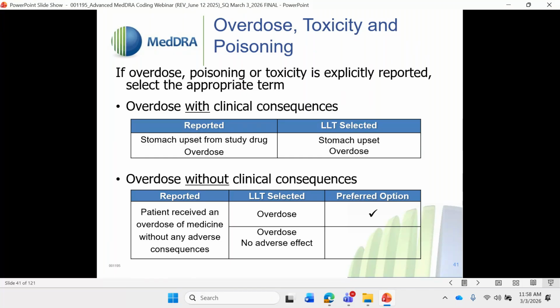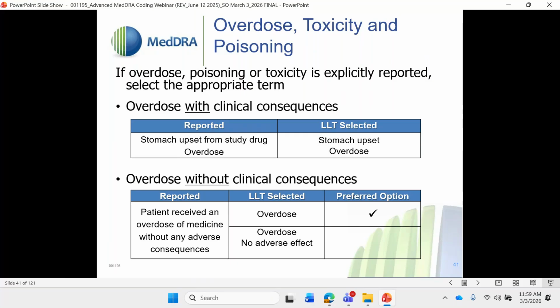Well, the preferred option is to just code overdose because there's no reported clinical consequence, right? So in our verbatim, it said patient received an overdose of medicine without any adverse consequence. The alternate approach is you can also say no adverse effect, just to highlight that although they took an overdose, there was no AE. So you can do either. The preferred is not to do anything, but the alternate, if for your particular scenario or your data set you want to, you can also put no adverse effect.